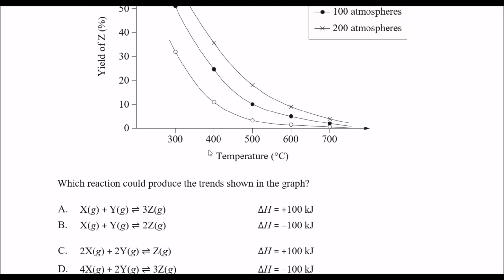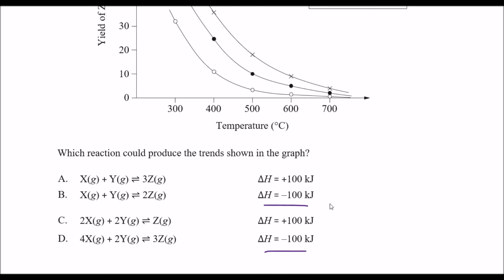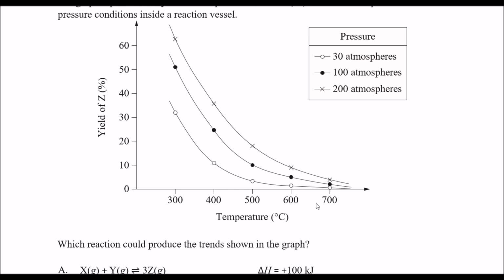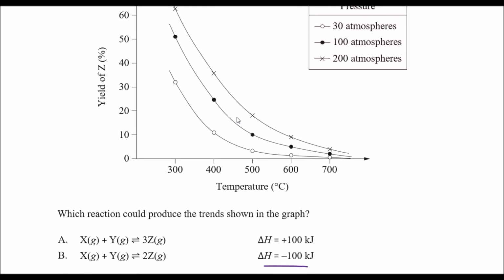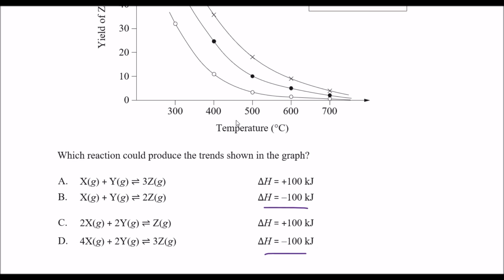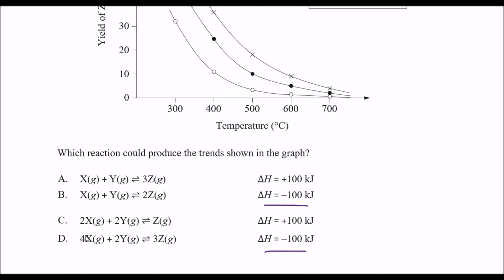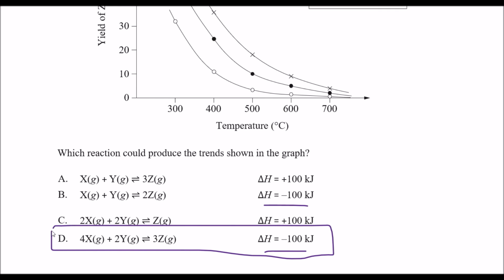If that's the case, by increasing temperature, we see a decrease in yield. That would suggest we have an exothermic reaction, because that would drive the reaction back to the left-hand side. So it's either B or D. The last one is pressure. As we increase pressure, the yield increases, which means the number of moles on the left-hand side needs to be greater than the right-hand side. In this case, D would be the most correct answer.